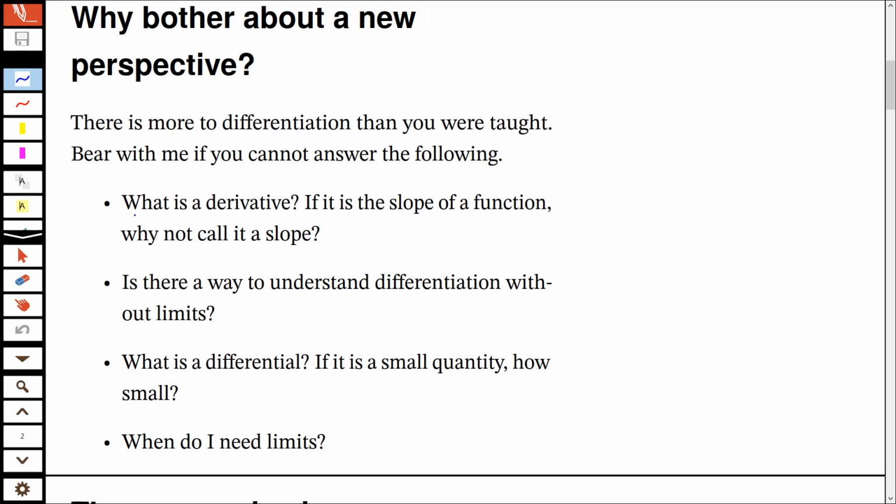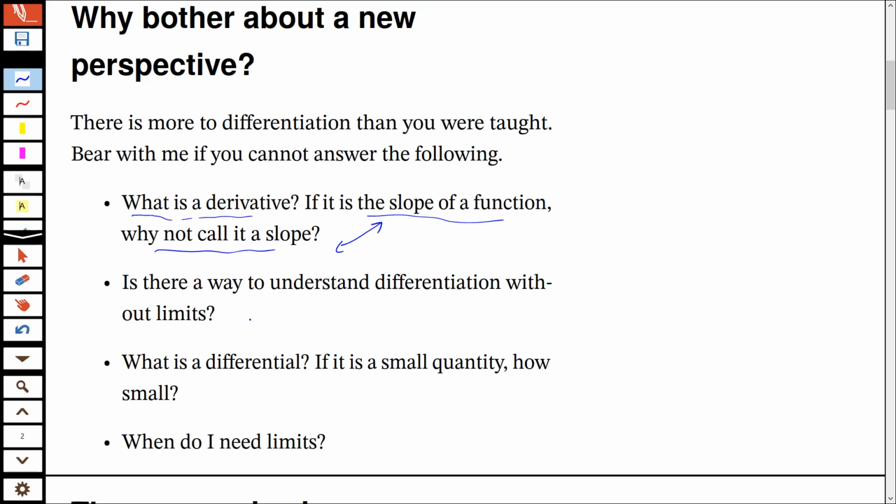So if someone asks you what is a derivative, most likely you will say the slope of a function. But if it is the slope of a function, why not call it a slope? Why do we call it a derivative? Why do we need a new name if it is just the slope of a function? So something must be wrong with this simplistic view. And is there a way to understand differentiation without limits?